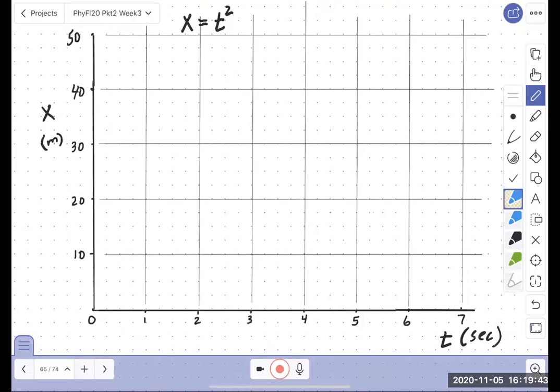Well, you keep working and I'll plot our points. If T equals 0, then X equals 0. Okay, that's easy enough. If T is 1, X is 1. So 1 over, 1 up, which is not very much. T is 2, X is 4. And if T is 3, X is 9. T is 4, X is 16. T is 5, X is 25. T is 6, X is 36. T is 7, X is 49. A theoretical ball rolling down a perfect ramp.